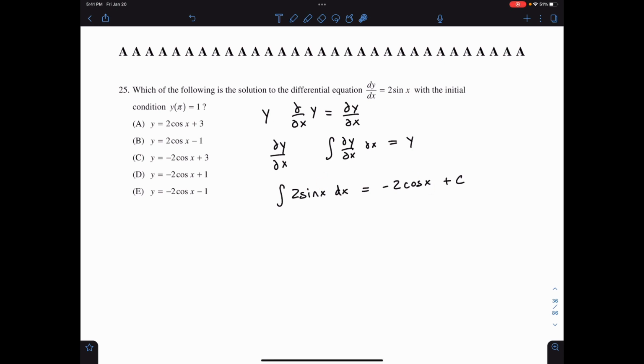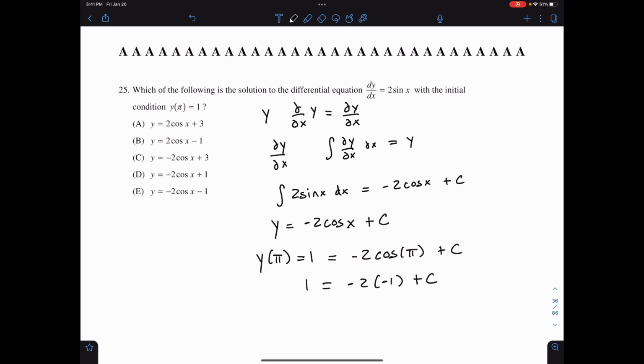Okay, so I get that y is equal to negative 2 cosine of x plus c, and you need this c here because this is an indefinite integral. So now we need to solve for c using the value that they've given to us. So y of pi is equal to 1, which is equal to negative 2 times the cosine of pi plus c. Now if you remember your unit circle, cosine of pi is over here, so that's negative 1. So it's negative 2 times negative 1 plus c.